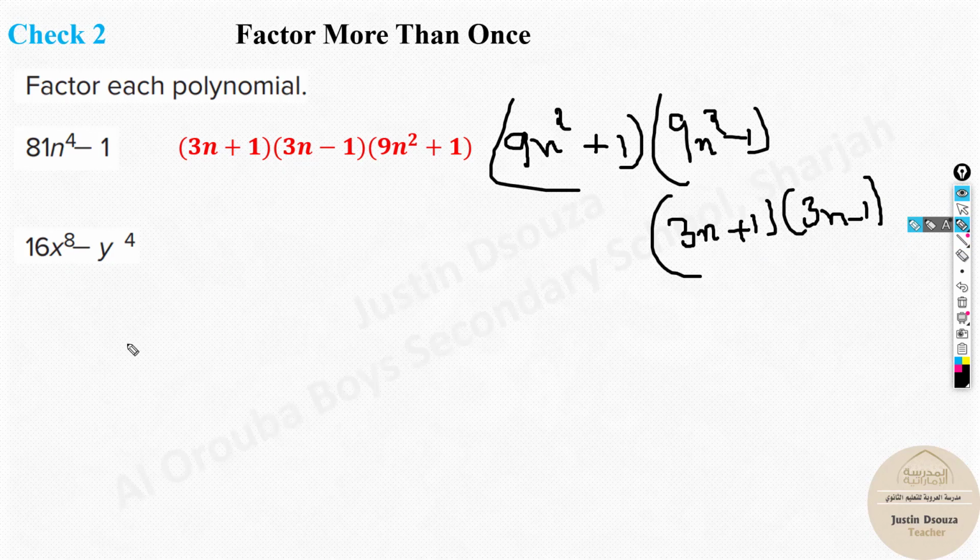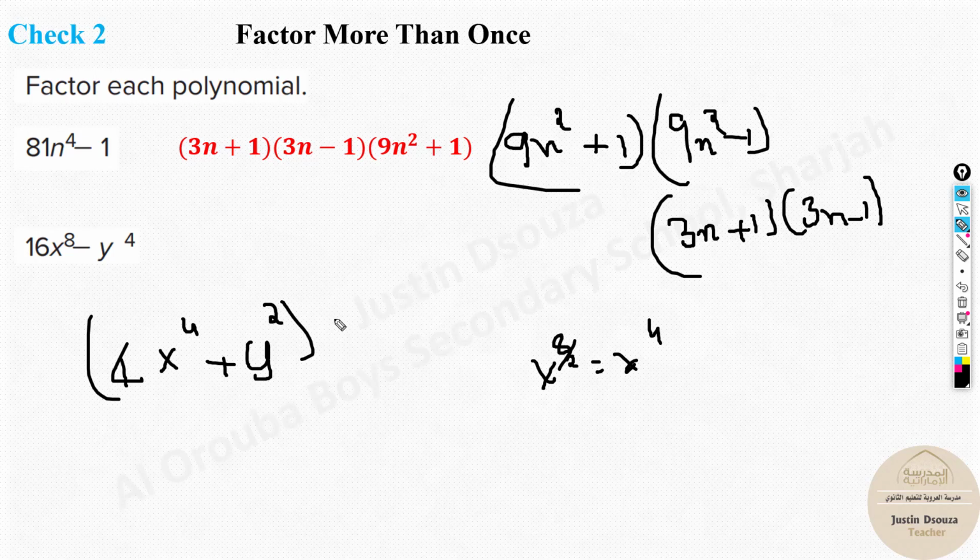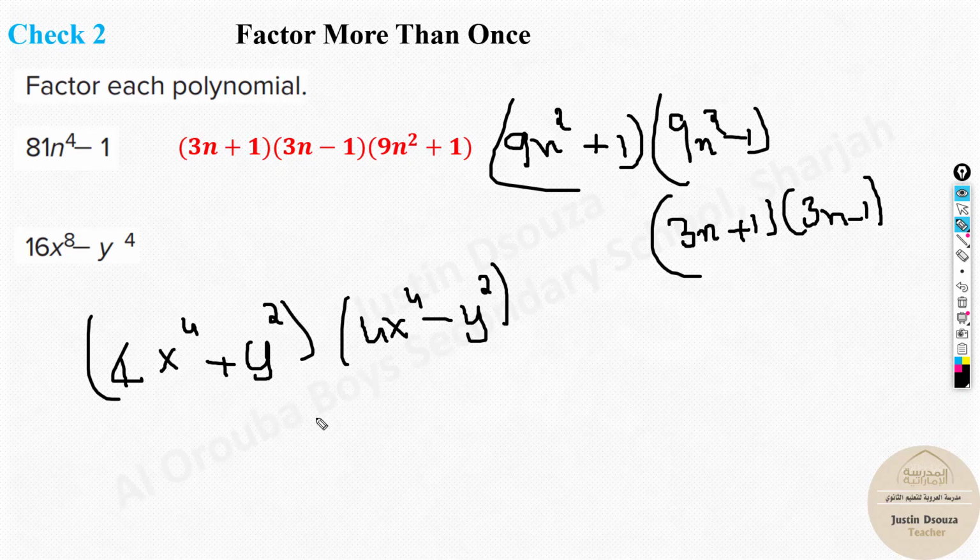Same thing over here with 16. What about it? We can take the square root, 4x to the 4. Why do we write 4x to the 4? If you look closely, x to the power 8 divided by 2 would be x to the power 4, or x to the power 4 squared is x to the power 8. That's why. Plus y squared. Now it's not over. We need to get the other term as well and simplify it further. Now that is 4x to the power 4 minus y squared. Now this can be split up. It'll be 2x squared plus y, 2x squared minus y.